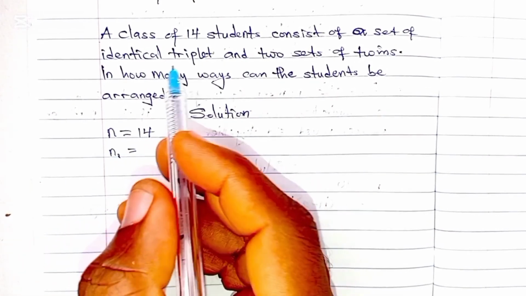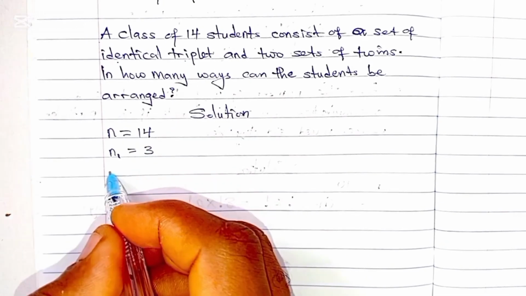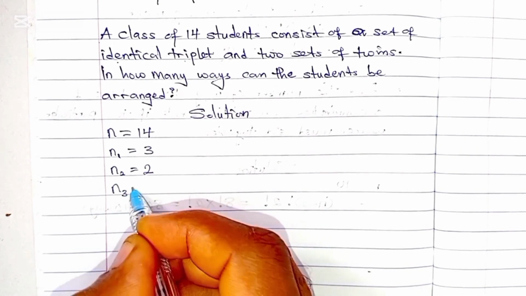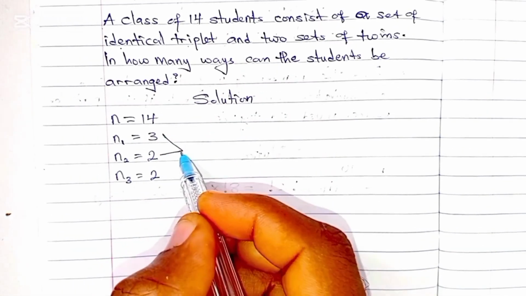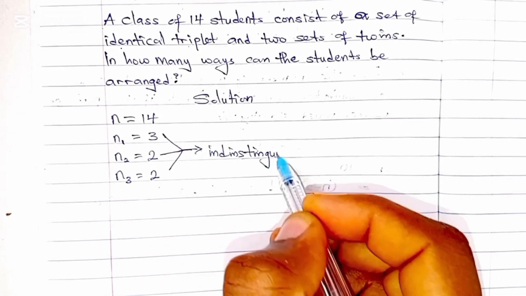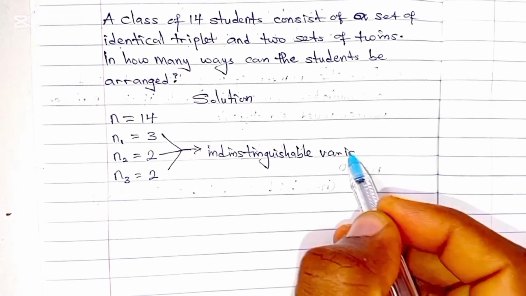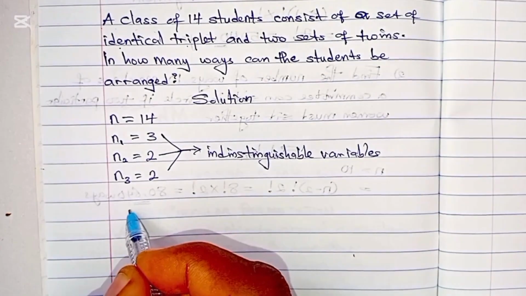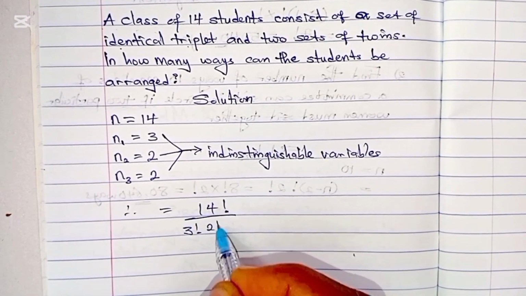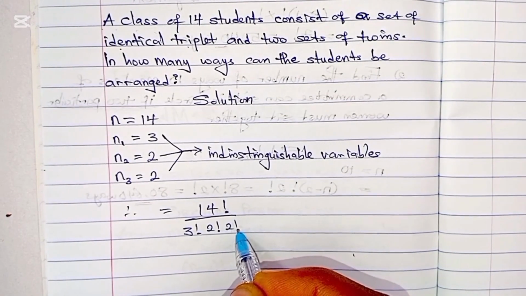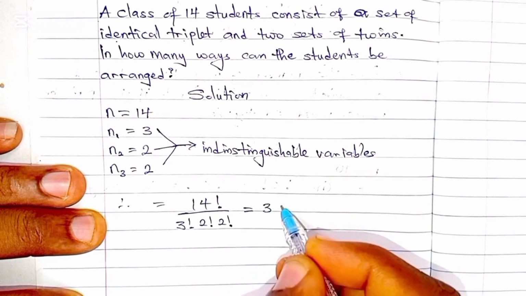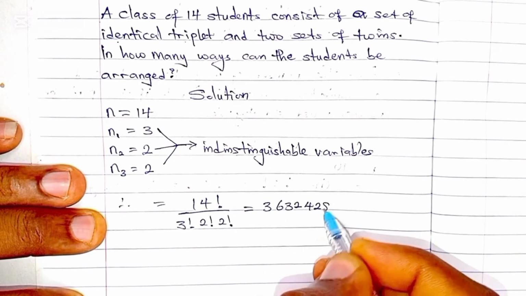Now here is an interesting one. A class of 14 students consists of a set of identical triplets and 2 sets of identical twins. In how many ways can these students be arranged? We know students in classrooms are arranged in rows and columns. So we have 14 students as n. Then the indistinguishables are 3 for the triplets, 2 for the first set of twins, and 2 for the next set of twins. So it becomes 14 factorial divided by 3 factorial, 2 factorial, 2 factorial.